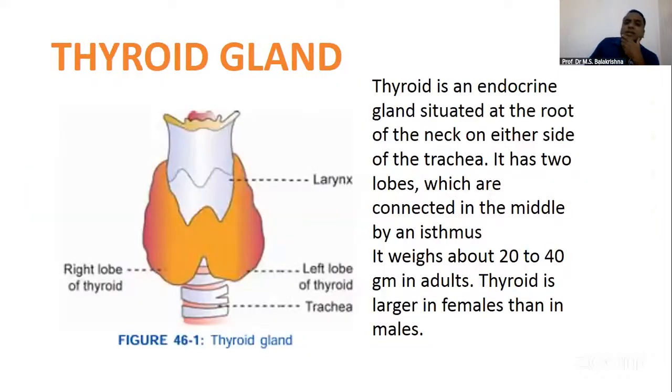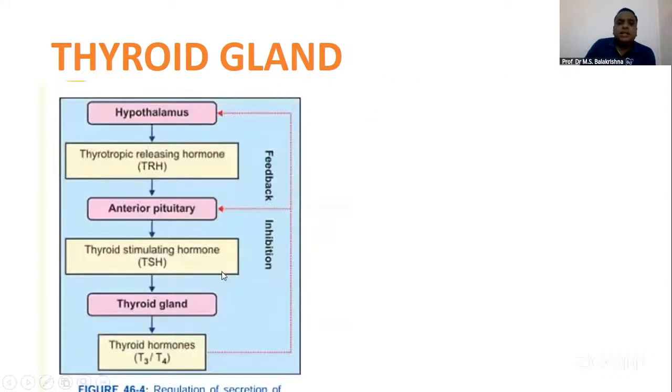Next is your thyroid gland. It is an endocrine gland, so you know the location of the thyroid. It's about 20 to 40 grams in adults and a little larger in females. The basic function of the thyroid gland is BMR maintenance, the basal metabolic rate.